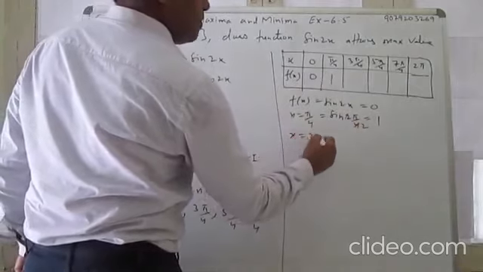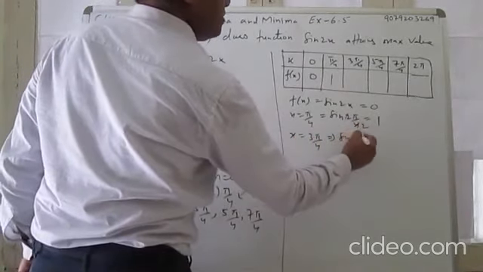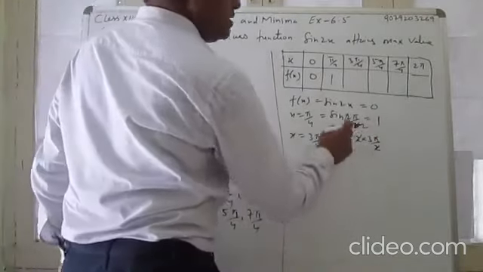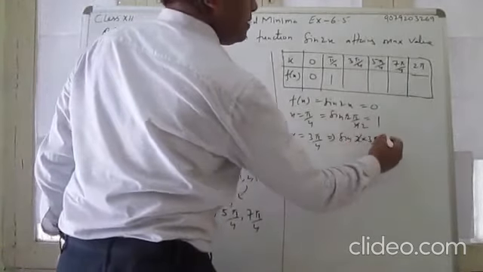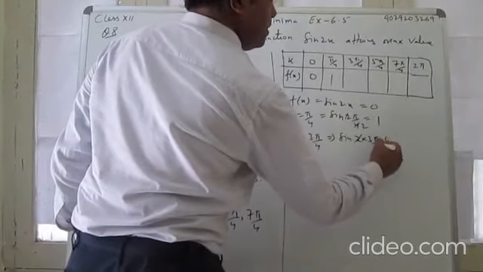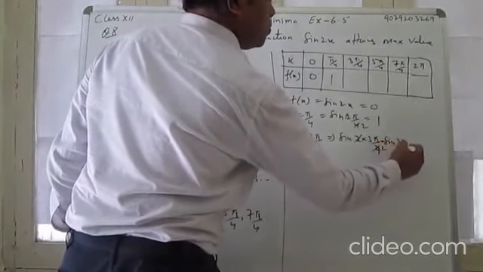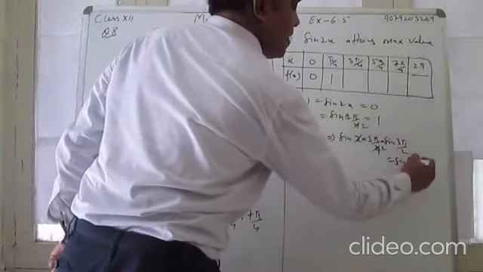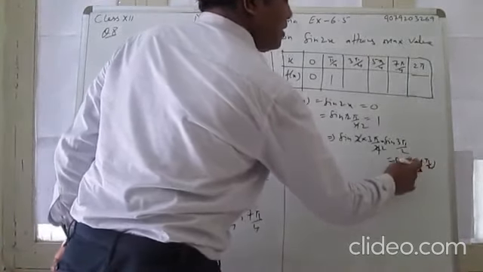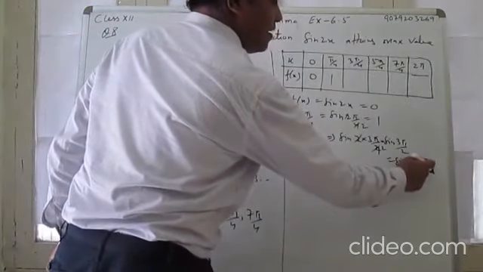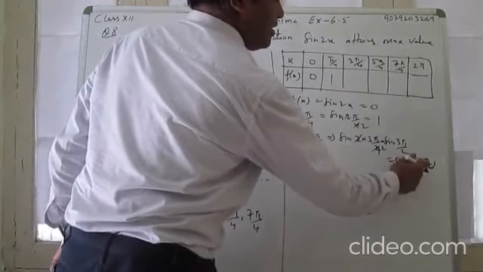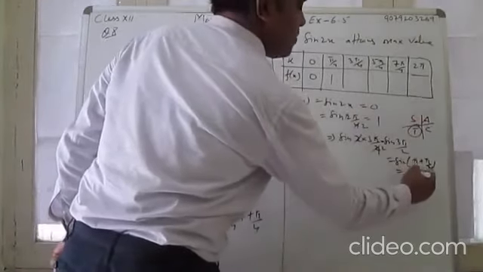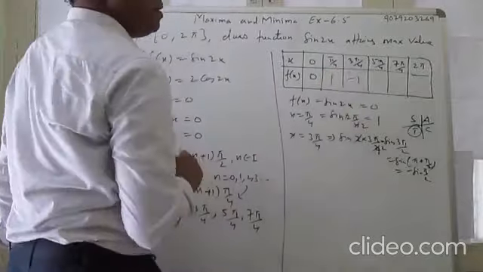x is equal to 3 pi by 4, sin of 2 into 3 pi by 4 becomes sin 3 pi by 2. It is sin of pi plus pi by 2. In the third quadrant, using ASTC, the sign is negative, so minus sin pi by 2, which means it is minus 1.